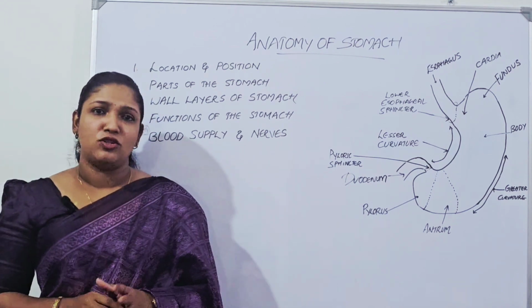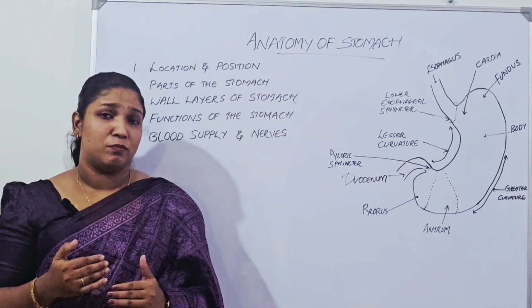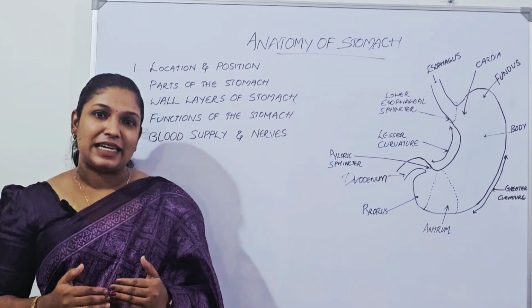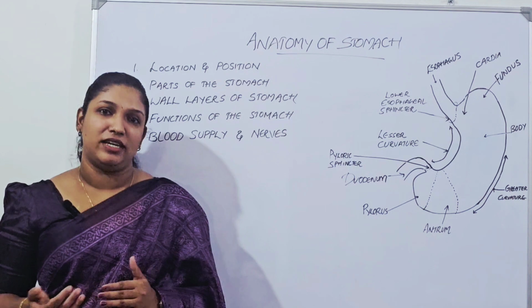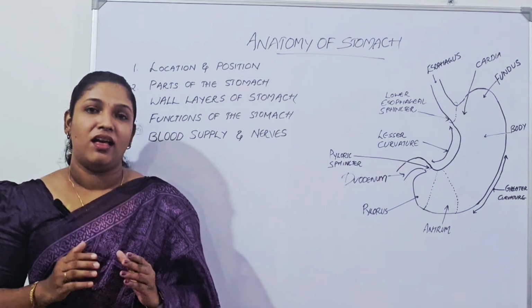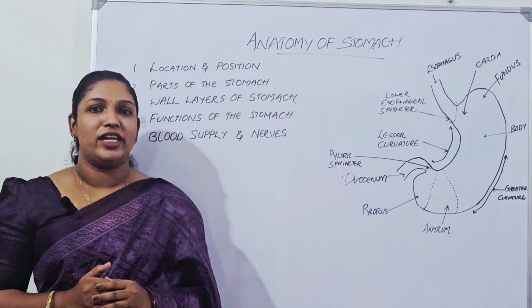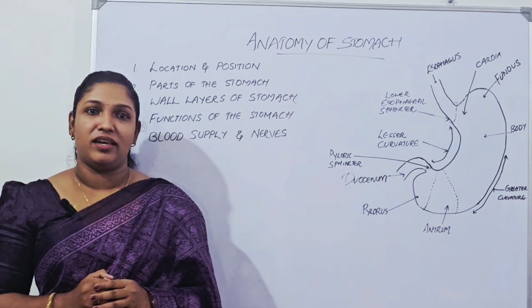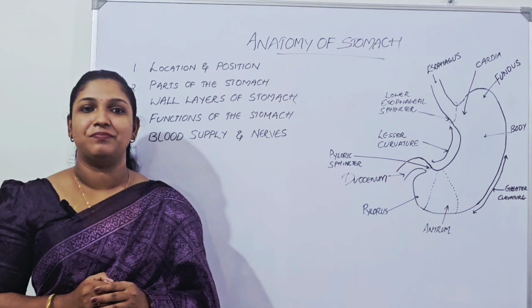The stomach is a J-shaped muscular organ that lies just below the diaphragm. It connects the esophagus above and the duodenum of the small intestine below. About the location, it is located in the epigastric, umbilical and left hypochondriac regions of the abdomen.